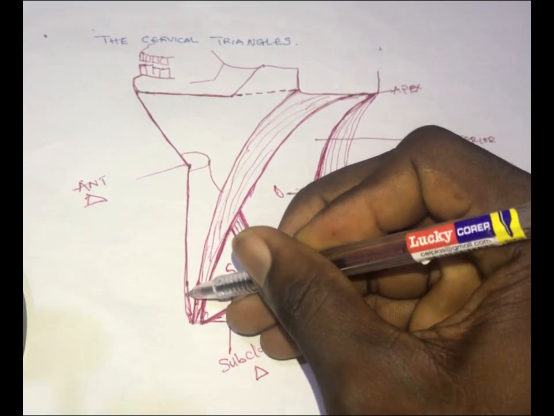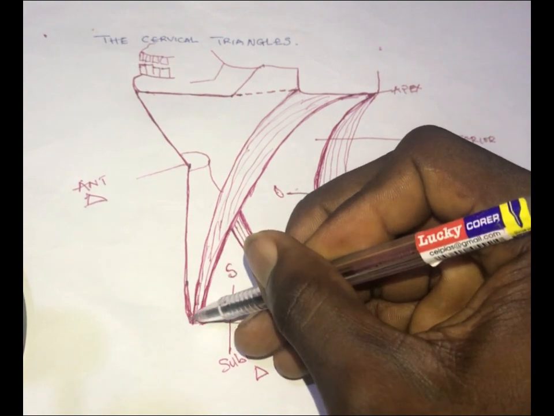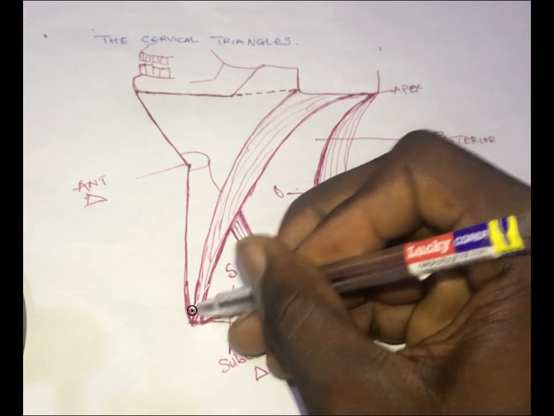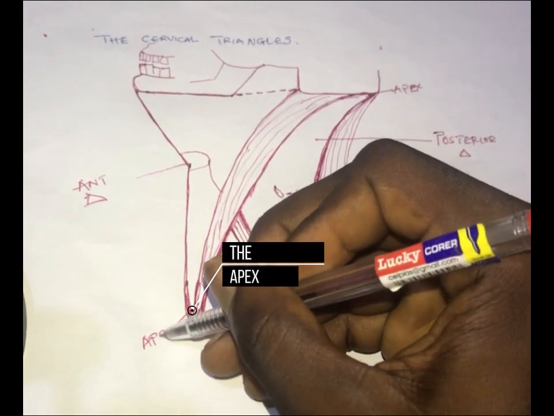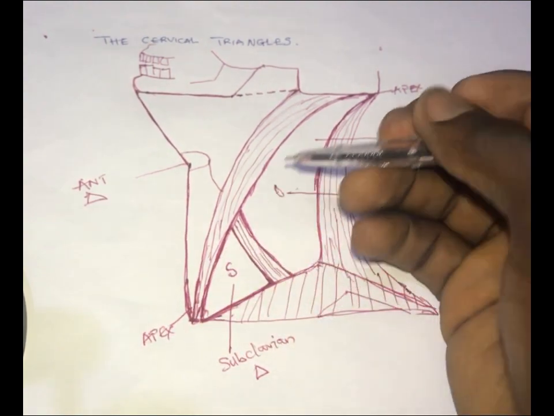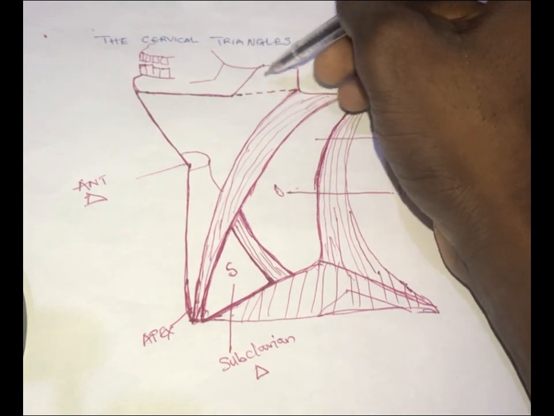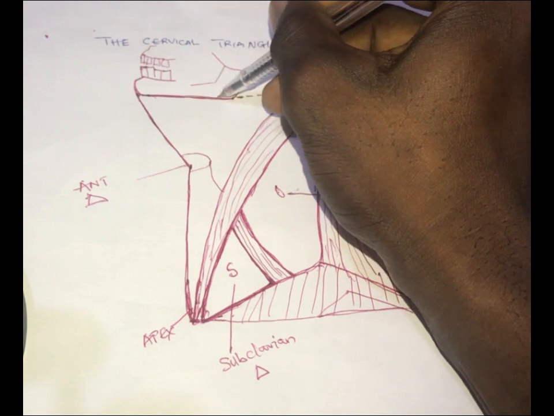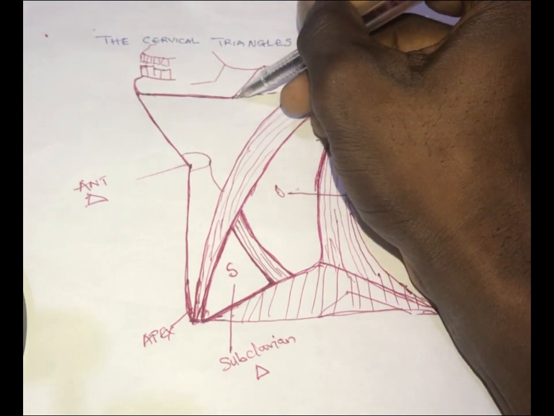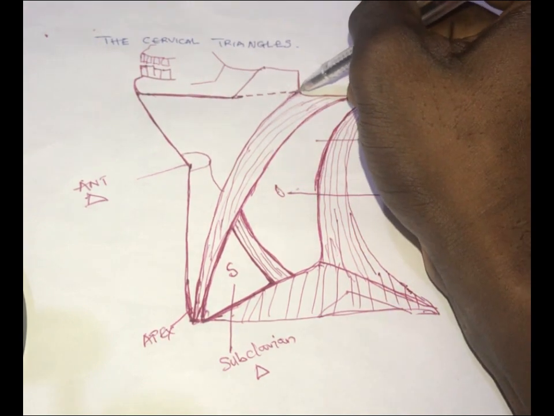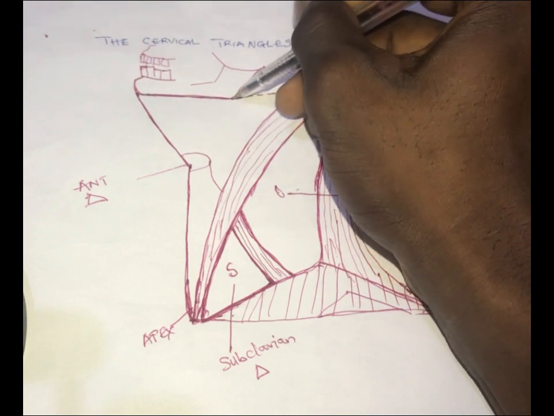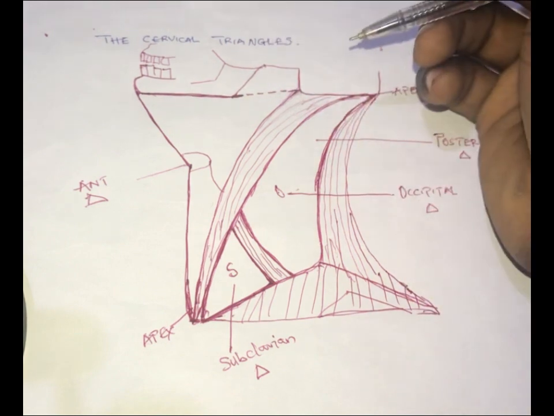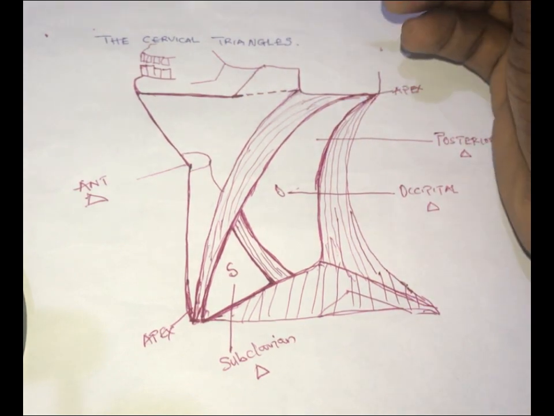So, the apex of this triangle is formed by the point of attachment of the sternocleidomastoid muscle inferiorly around the manubrium sternum, and the midline of the neck. Then the base of this triangle is formed by the lower border of the mandible and the line that joins the angle of the mandible to the mastoid process.